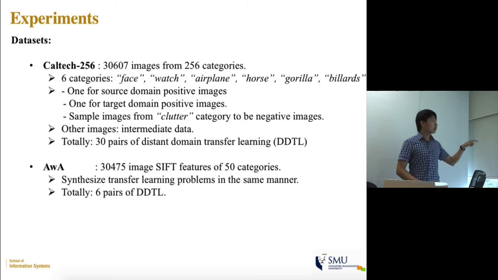And similarly with the second data set, which is Animals with Attributes. However, for this one they don't have the raw images, and what they have is SIFT features of more than 30,000 images from 50 categories. And the way they synthesize the transfer learning task is the same.